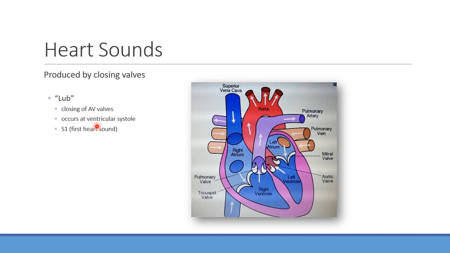This is going to be occurring during ventricular systole. So when you hear the lub, that's the ventricle squeezing, that's closing the AV valves. Okay, that's what that sound basically is. When you have the squeezing of the ventricle, it's going to close. It's going to cause S1. It's the first heart sound we have there, right? So you can see in this picture here how the AV valves are closed, preventing backflow into the atria. Okay, ventricles are squeezing now.